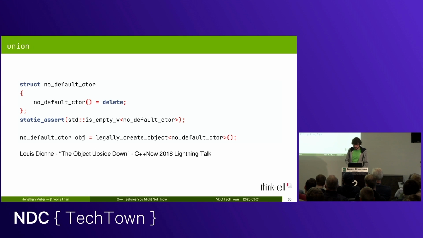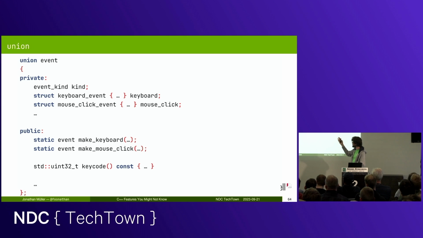And while we're at unions, unions can be private, they can have member functions, they can have constructors, they can have destructors, just like any other class. So this is a union with private members and member functions and all the other things. So this is completely allowed.